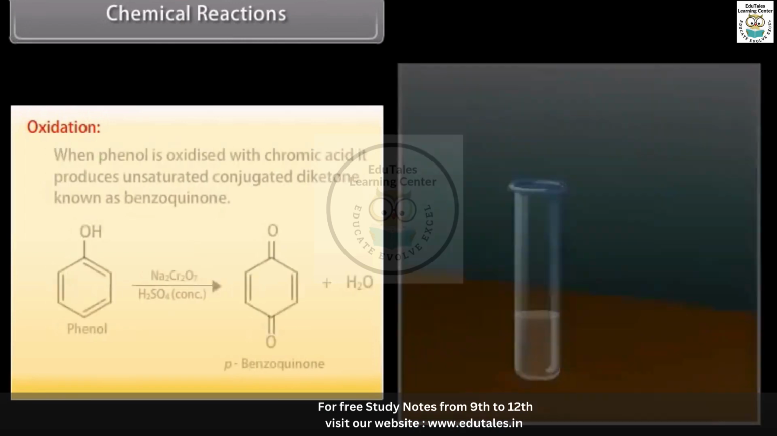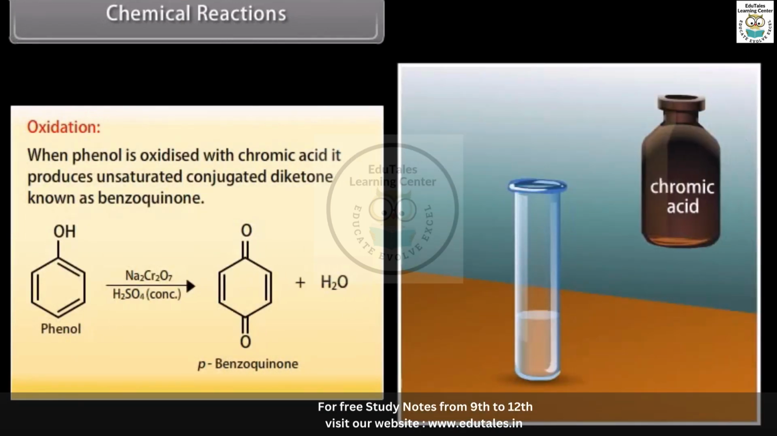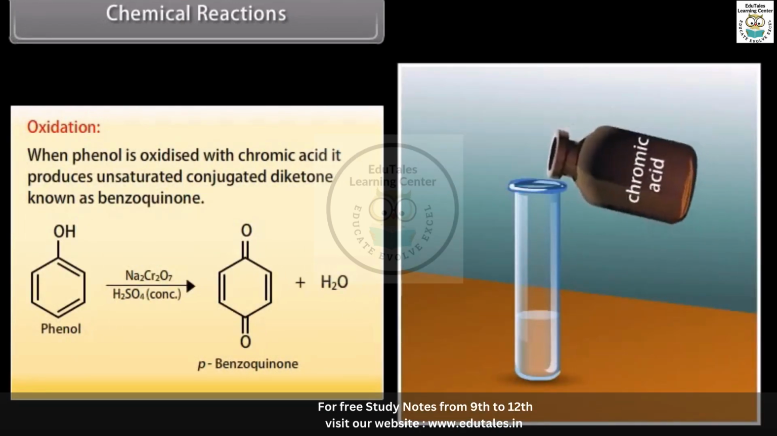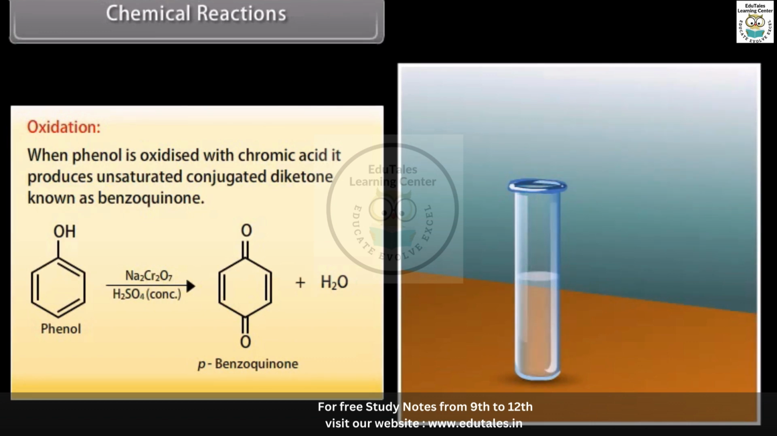Oxidation. When phenol is oxidized with chromic acid, it produces unsaturated conjugated dione known as benzoquinone.